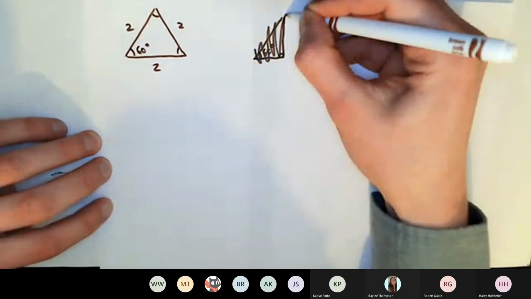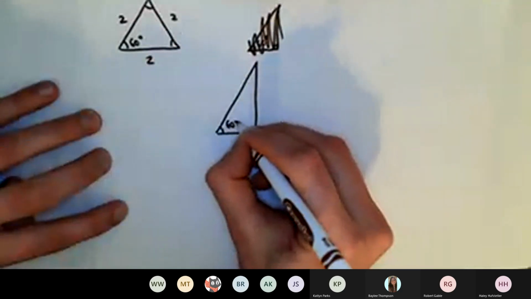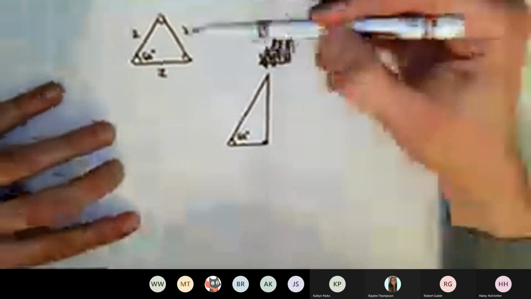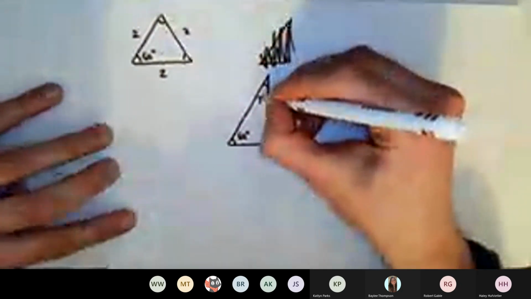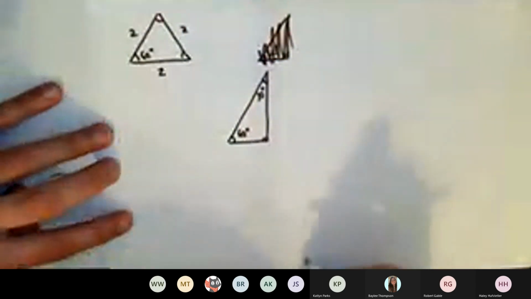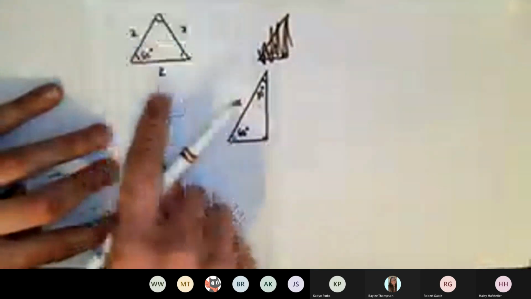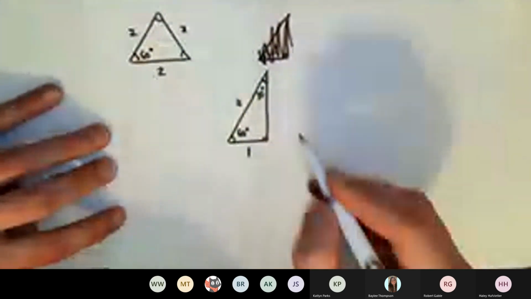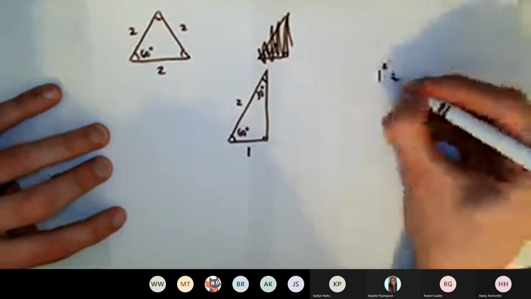I'm gonna blow it up so I can write it a bit easier. That angle is 60 degrees. This top angle I've split right down the middle now is 30 degrees. And how long are these sides? Well, this side is still 2. This side down here got split right in half. That's a 1.